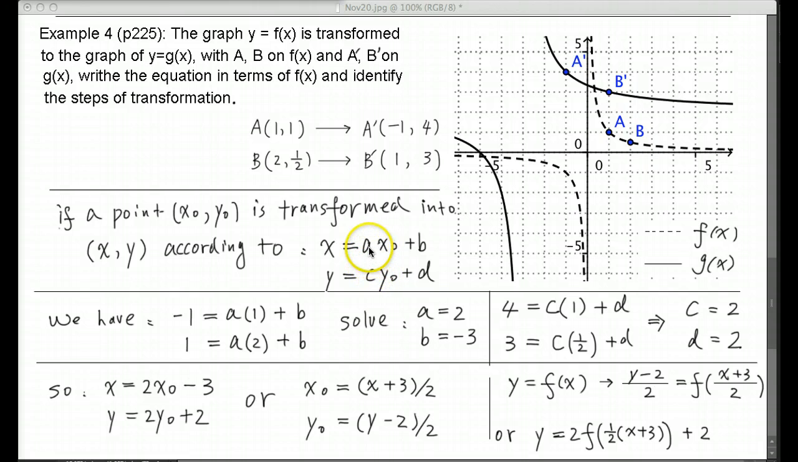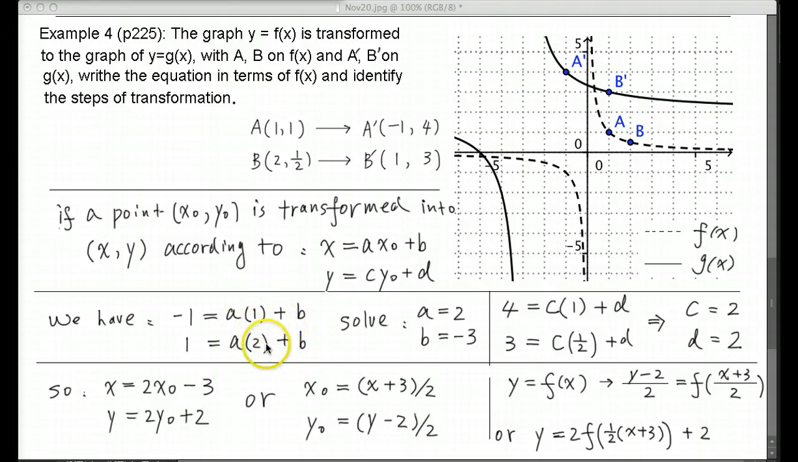So let's figure out A and B, C and D, using the points given. We plug in for the horizontal coordinate. This is actually the x0, the 1, and we put it here. Then x is -1, so we put it here. So we get an equation involving A and B. Then look at the second point: x0 is 2, x is 1, and we plug in the same way, so we create another equation. It forms a system of two linear equations.